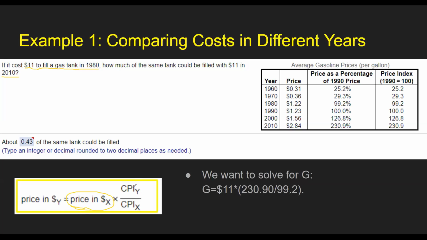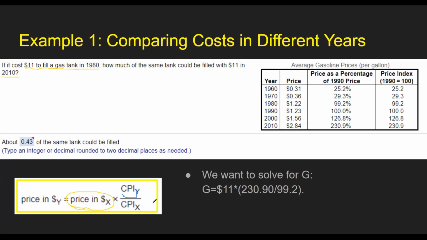And then it says CPI sub y. Okay, the numerator, I need to think about what year I want my answer in, and that's the y for the formula here. So I want to find the amount it would take to fill the tank in 2010. That needs to be in the numerator. So I'm going to put this in a different color.